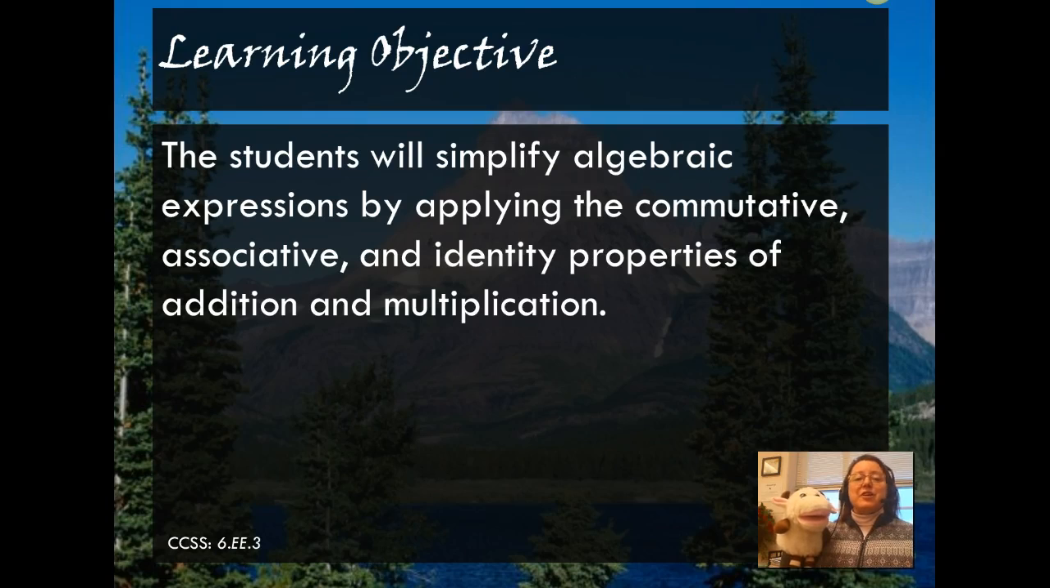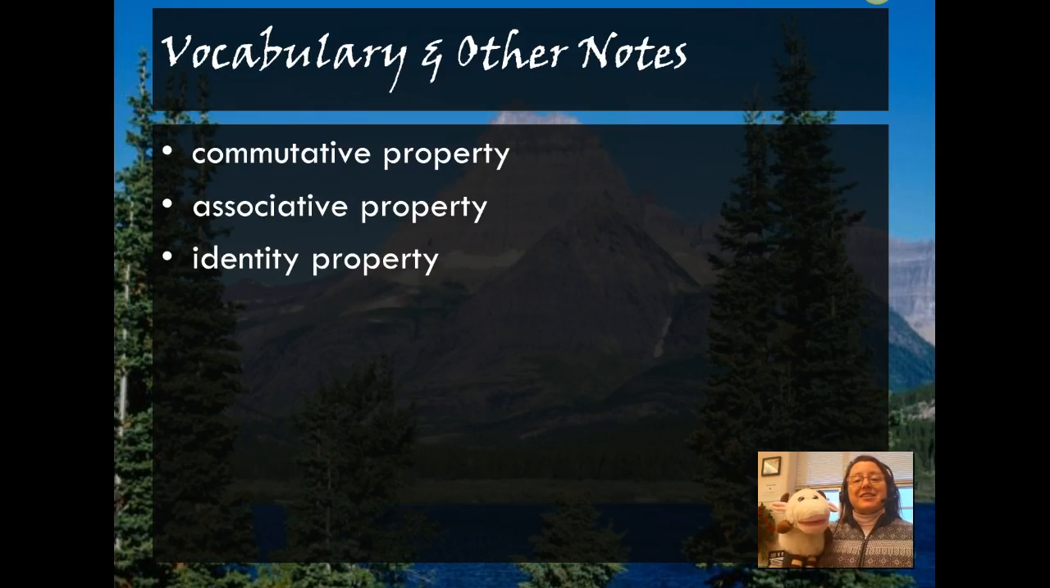Today's learning objective: students will simplify algebraic expressions by applying the commutative, associative, and identity properties of addition and multiplication. Since today's lesson is learning about the properties and how they are used, I won't be providing any definitions here. We'll just take them one at a time. How does that sound, Gottlieb?